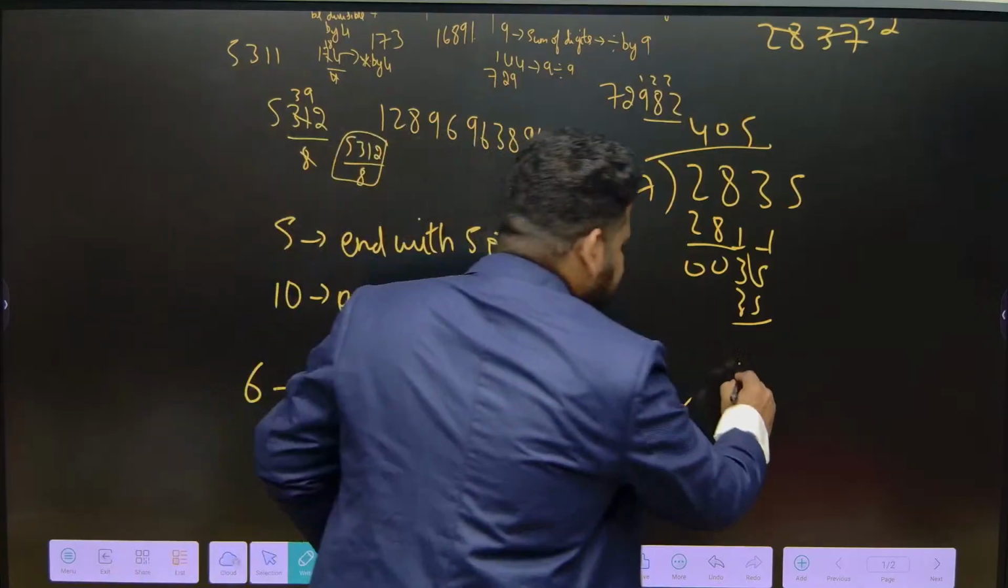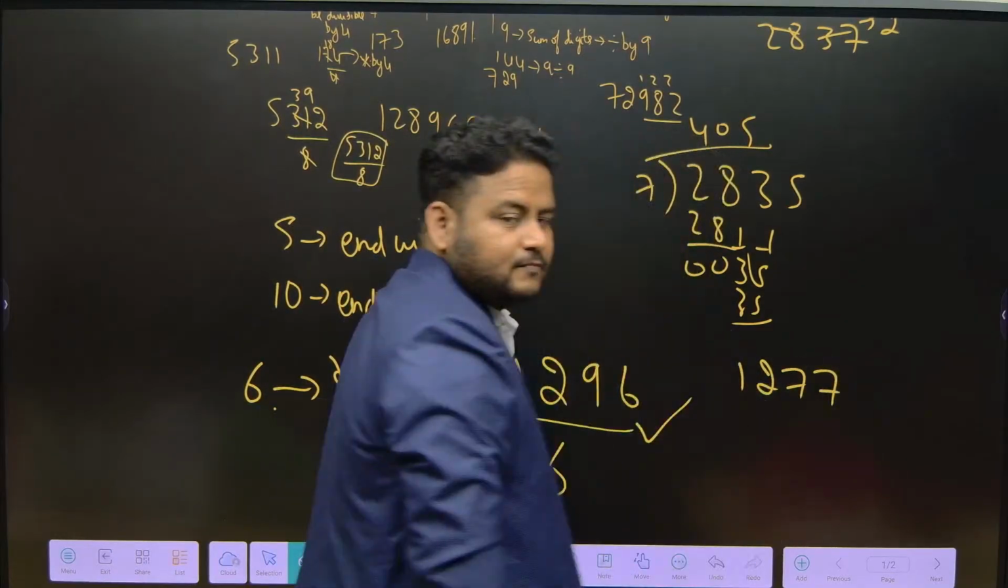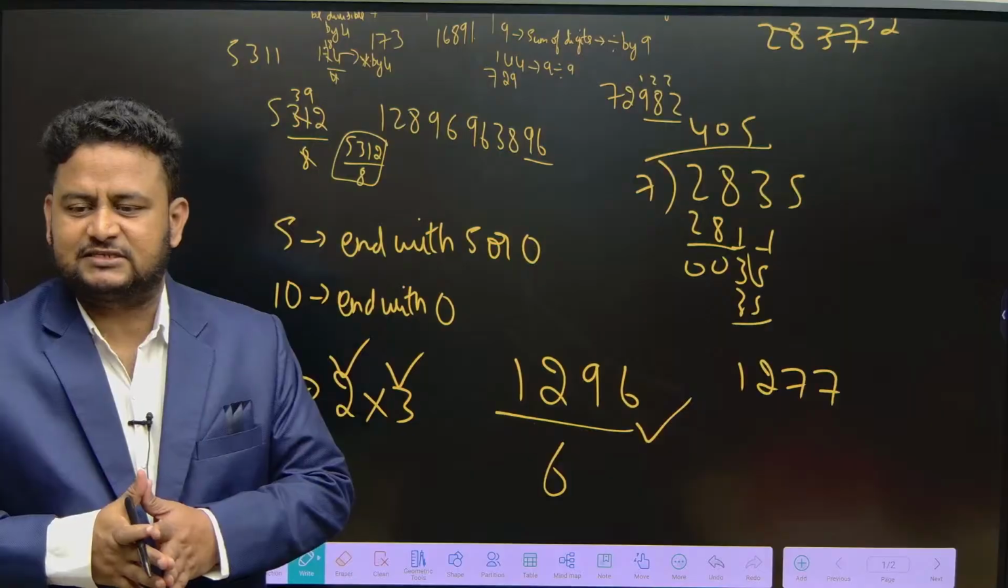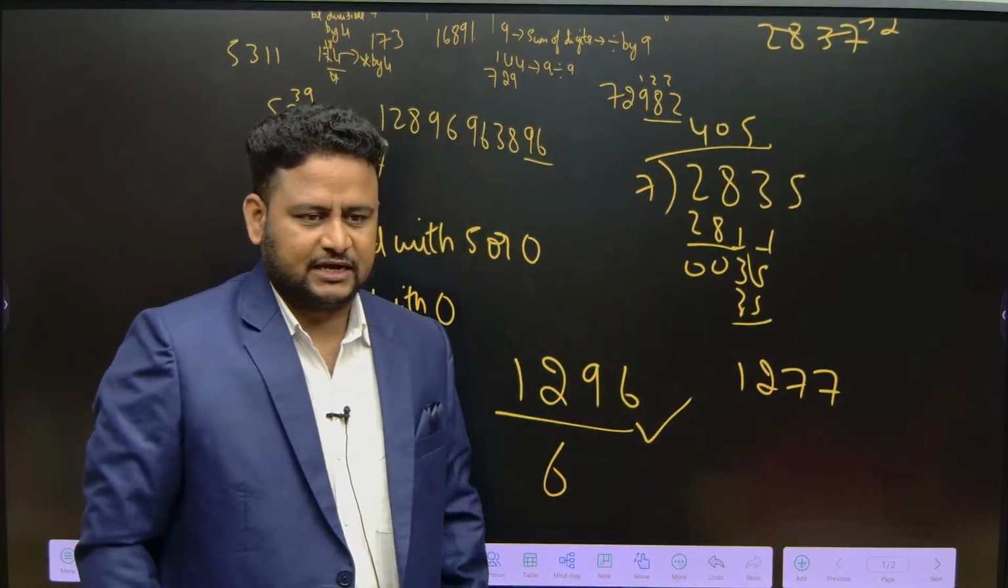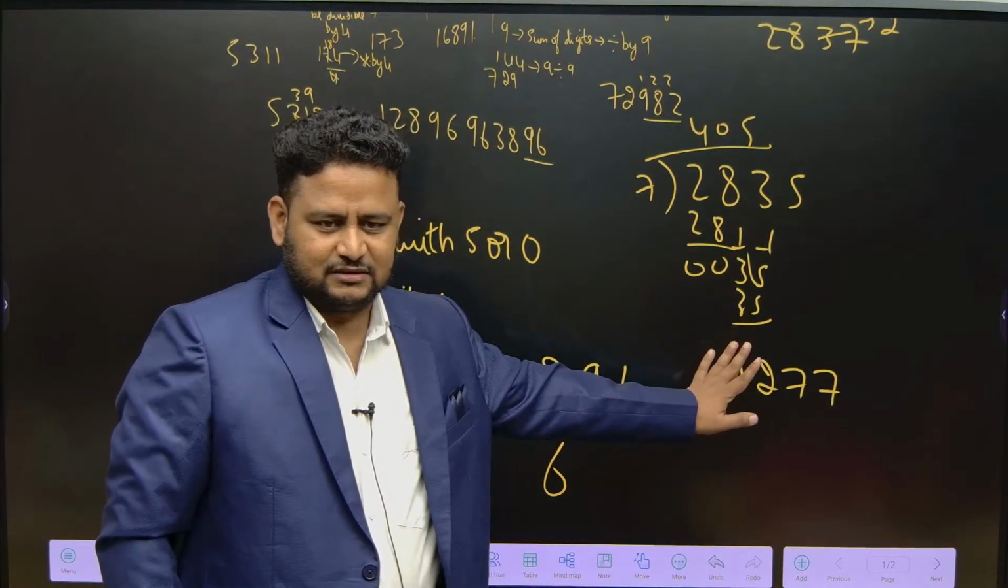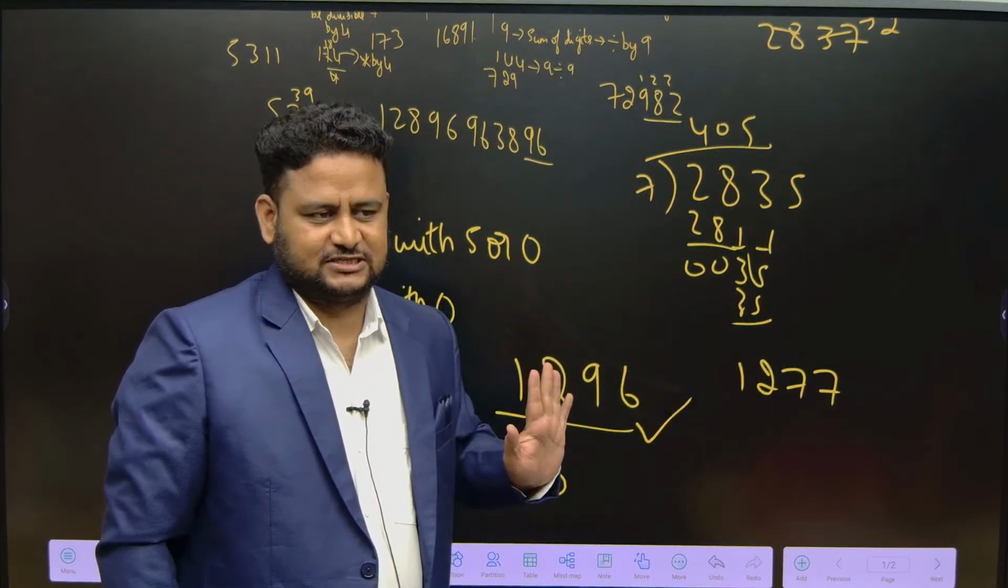Suppose I give a number like this, 1277. If I ask you to find whether it is divisible by 6, definitely it is not, because first of all it is not an even number. Okay, it is not an even number, so don't check. So definitely it is not divisible by 6.